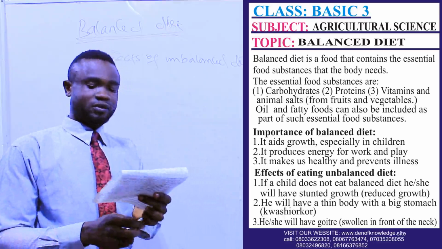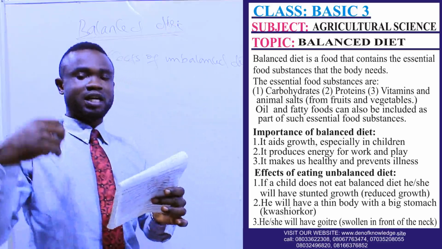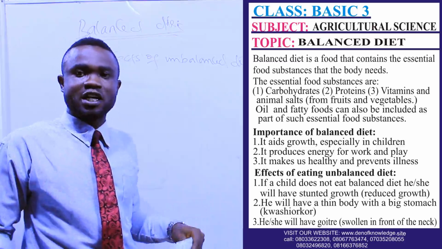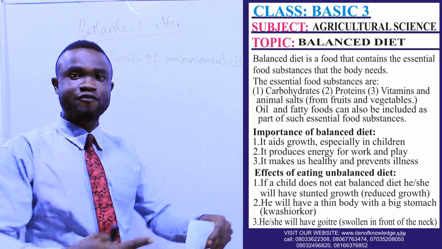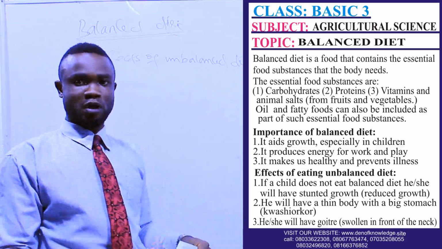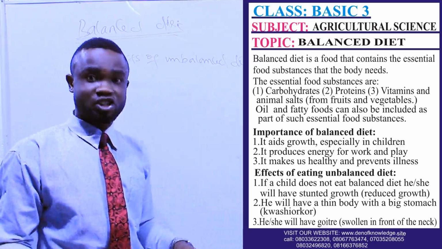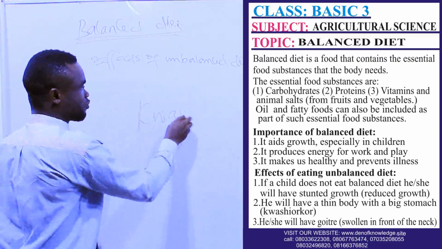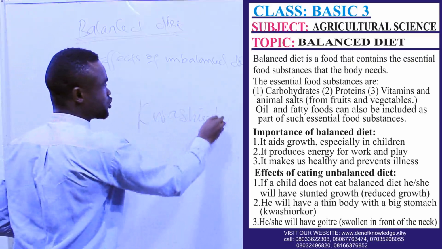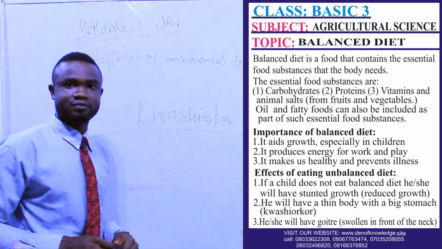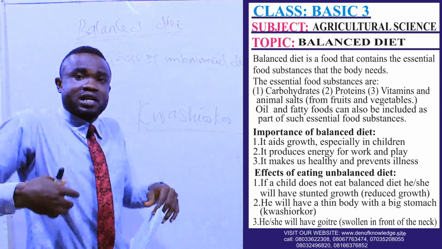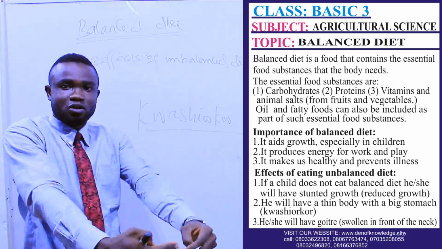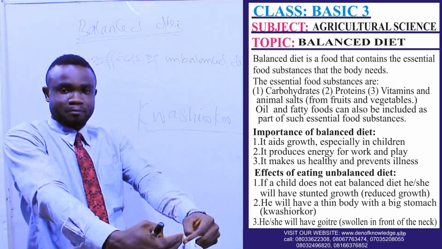Two, he will have a thin body. Such a child will have a thin body with a very big stomach. And this is called kwashiorkor. The child will be very, very thin, like a broom, with a very big stomach. That is the next thing.